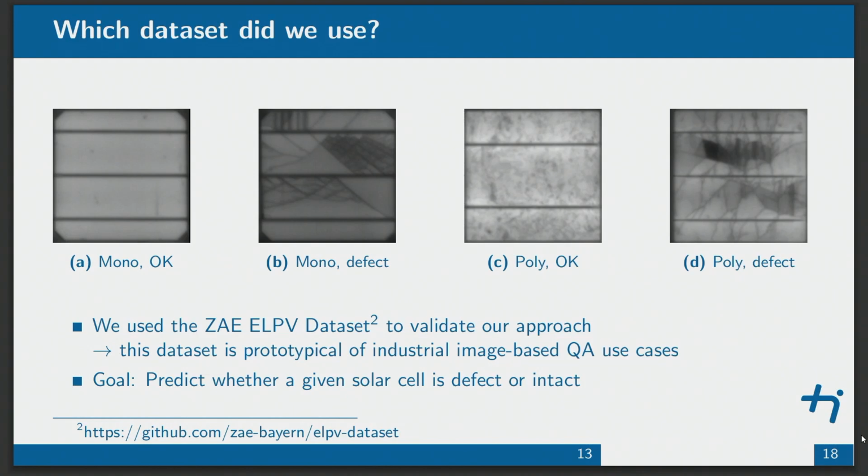We have used a data set that contains solar cell images. And the problem here is simply to predict whether an image contains a defect or not. So if, for example, here we see very clearly that this solar cell has a defect because it has massive cracks inside. And I chose this data set because it's very prototypical for industrial quality assurance applications. And it also had a couple of nice other features, but that's described in the paper.